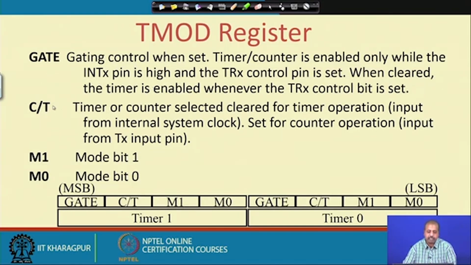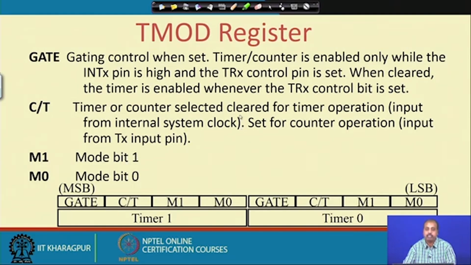The next bit is C/T, timer or counter select. It is cleared for timer operation. So, if this bit is 0, we are willing to operate timer 1 in the timer mode, and if this bit is 1, we want to operate the timer in the counter mode. So, this TX pin should be high, then this C/T bit should be high.